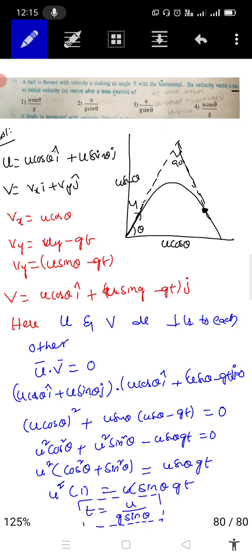So after this time, the initial velocity and final velocity are normal to each other. Normal means perpendicular to each other. So this is the problem. Now the answer is t is equal to u by g sin theta. Thank you.